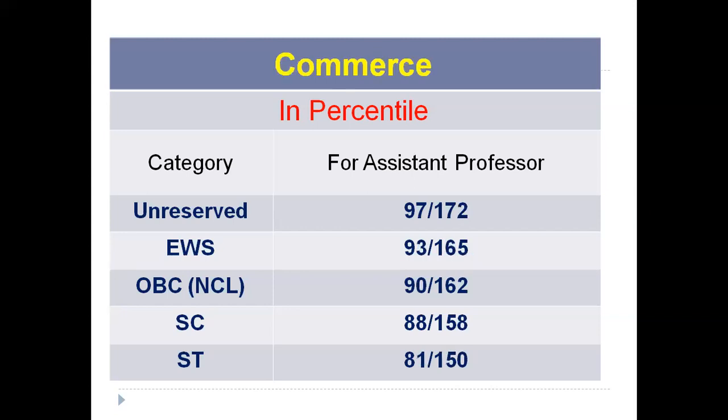Same way for commerce, if you belong to the unreserved category, you should target at least 172 marks, at least in this exam, so that you can become assistant professor. If you belong to the EWS category, at least 165, that is the 93rd percentile. And if you belong to OBC, at least the 90th percentile, around 162 to 163, 164 can be expected. And it could go down also, maybe by 1 or 2%. For SC candidates, at least the 88th percentile or 158. And for the ST category, at least 150 marks out of 300.